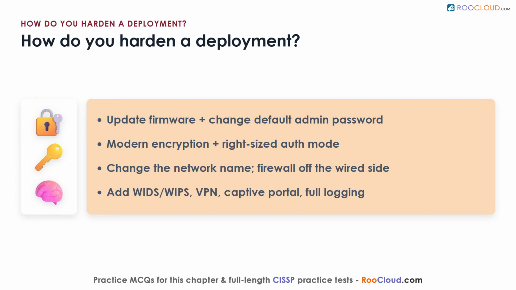Change the network name off the vendor default and treat the wireless side as untrusted, separating it from the wired network with a firewall. Layer on wireless intrusion detection and prevention. Consider requiring a VPN across the link, add a captive portal, and log every wireless event. No single step is magic. The strength is in the stack.